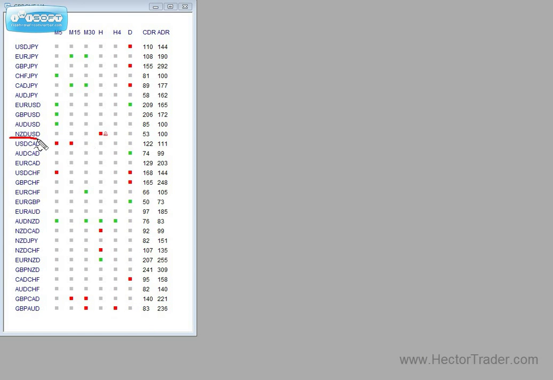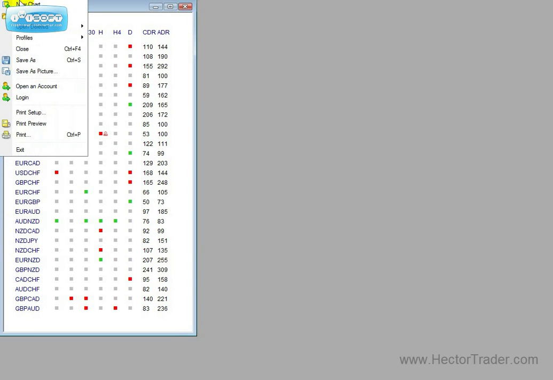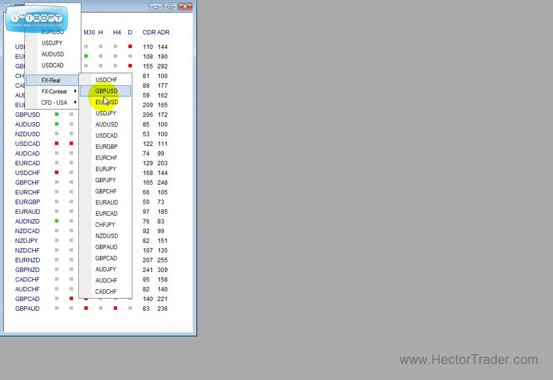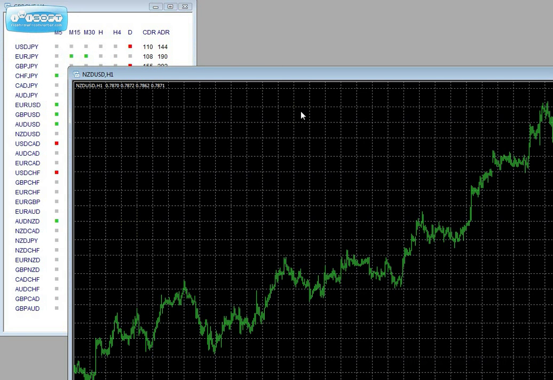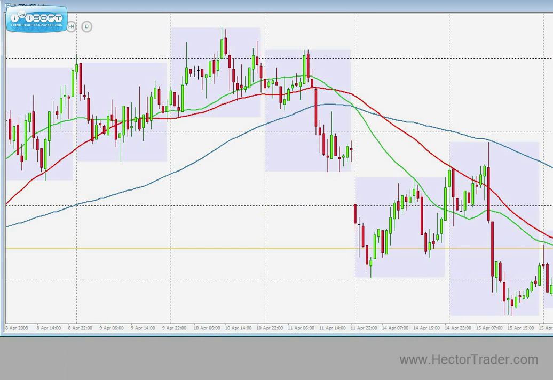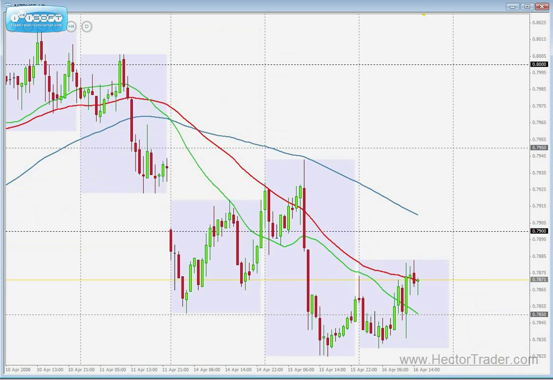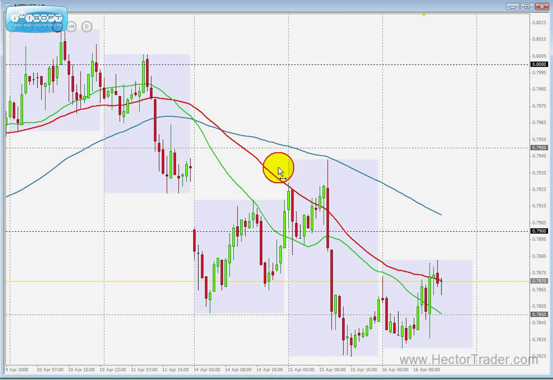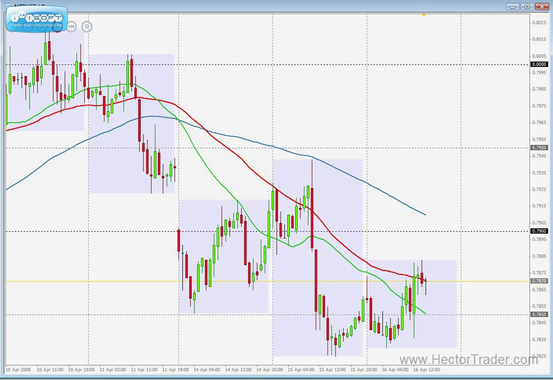For example, let's scroll down a little bit. The New Zealand dollar against the USD, we are getting a red square on the daily. On the hourly time frame. Okay, let me pull out the New Zealand dollar against the USD. Let me pull out the chart. There it is. Let me apply the template, and now scroll forward into the right end of the chart. Okay, this is the hourly time frame for the New Zealand dollar against the USD, the Kiwi.